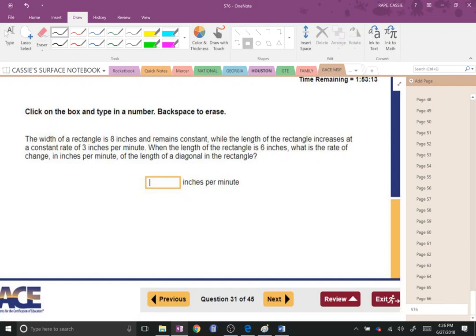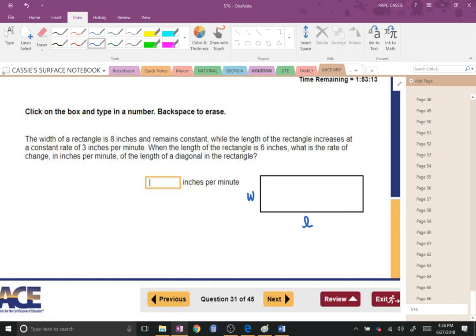So in this situation, it says that we've got a rectangle. Let's just say that this is width and this is length. The width is 8 and remains constant. If something remains constant, you are allowed to go ahead and put that number in. But the general rule of thumb in related rates problems is don't put any numbers into the equation. So I'll just go ahead and do it, and you'll see why in a minute.